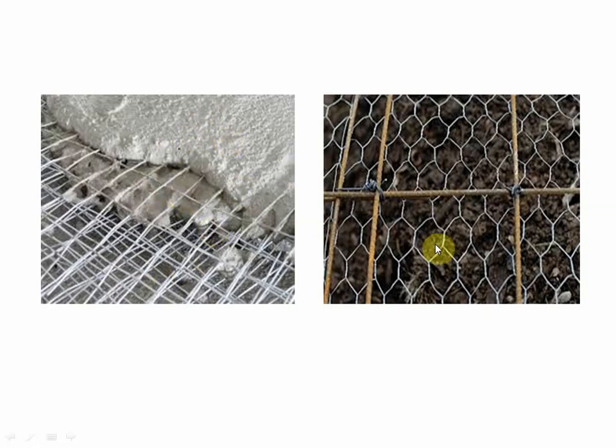This one is the hexagonal wire mesh, and these bars are called skeleton steel, which supports the wire mesh and helps in getting the proper shape and size.